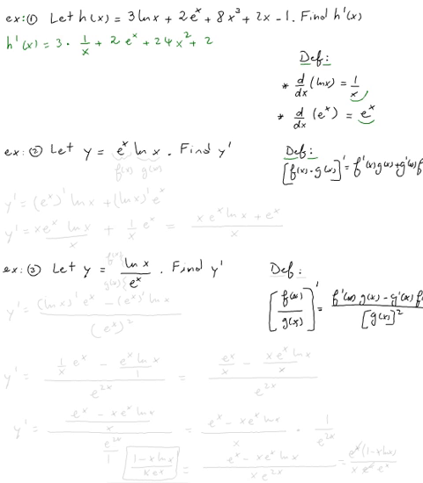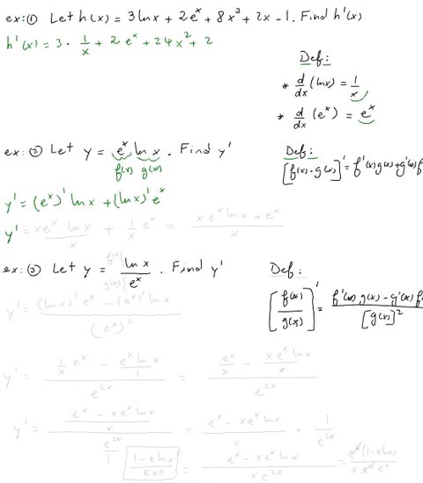For example 2, we have to use product rule. The definition is right here. Why product rule? Because y equals e to the x ln x. You can think of this as f of x, and ln x as g of x. So the derivative of y is the derivative of f of x, which is the derivative of e to the x, times g of x, which is ln x, plus the derivative of g of x, which is the derivative of ln x, times f of x, which is e to the x.